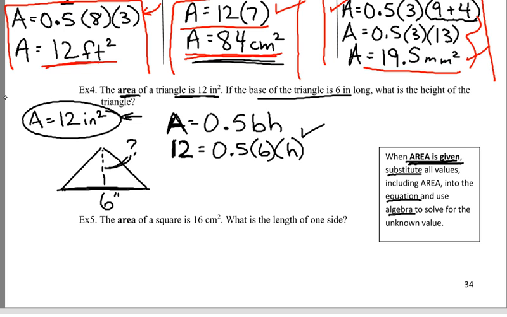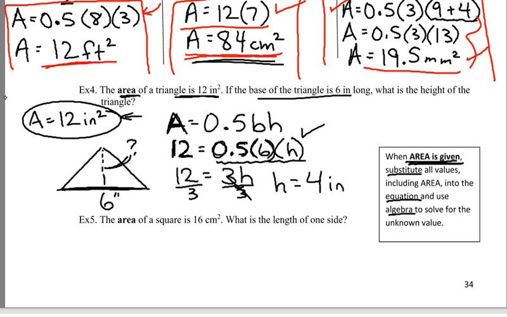Multiply to get rid of brackets. Well, we have a whole bunch of multiplying here. So we have 12 equals 5/10 times 6 is 3. 3 times h just leaves us with 3h. Multiply what you can. Now we want to get h by itself. It's attached by multiplying. So we divide both sides by 3, and h is 4 inches.